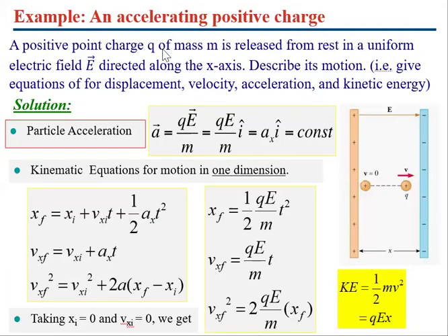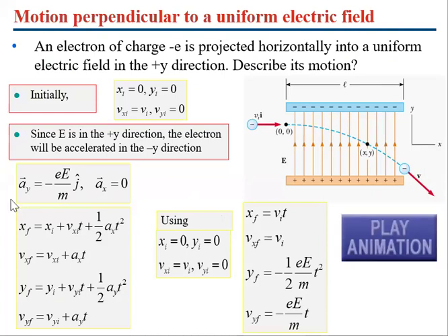A positive point charge Q of mass M is released from rest in a uniform electric field E directed along the x-axis. Describe its motion. Give equations for displacement, velocity, acceleration, and kinetic energy. Good, so this is how we would describe the motion. Okay, it's the same example, but we will treat this example.